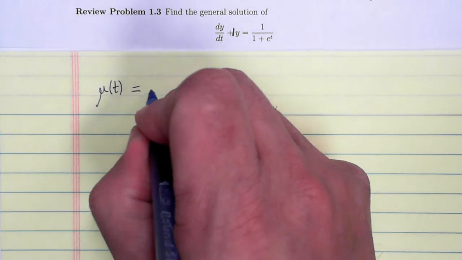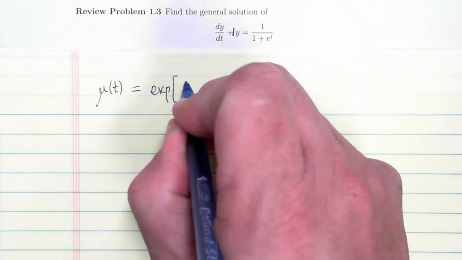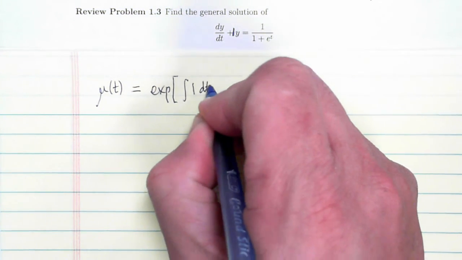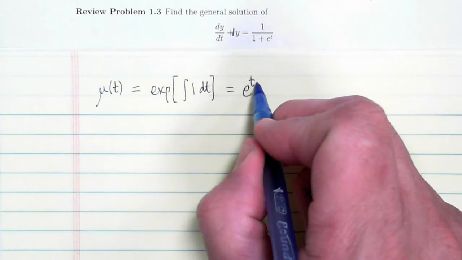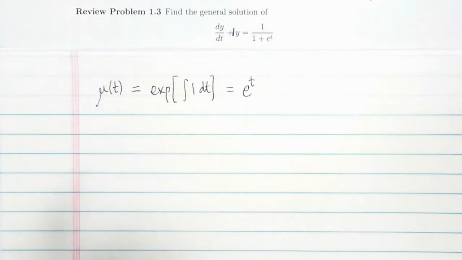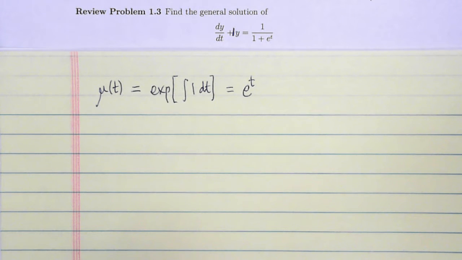So mu of t is equal to e to the integral of 1 dt. And clearly that's going to be e to the t. Now, technically, there's a plus c, but when figuring out the integrating factor, that's not necessary because I'm going to be integrating a second time in a little bit.